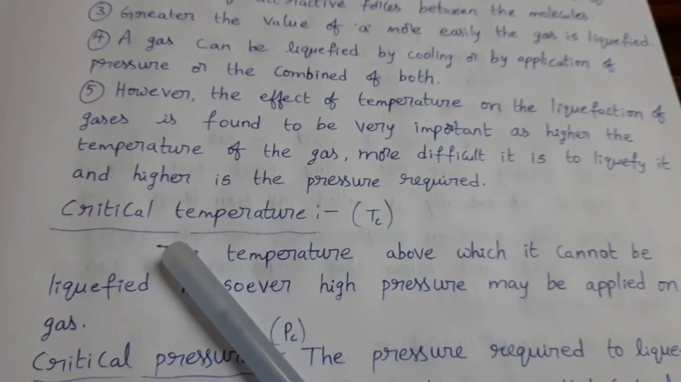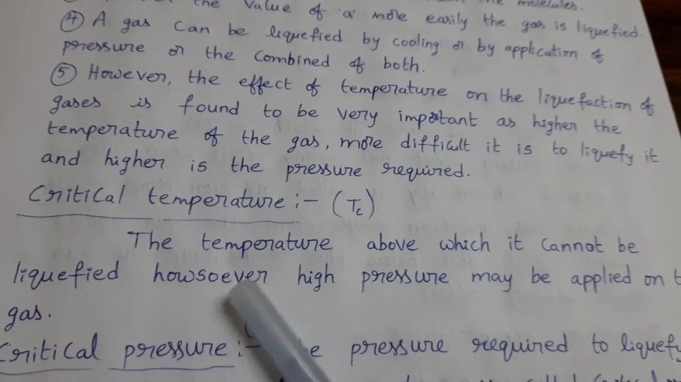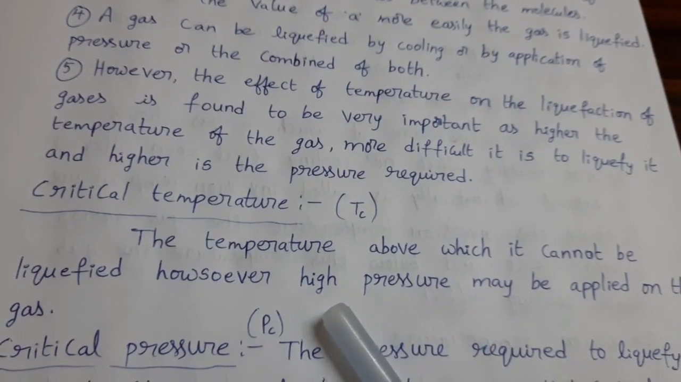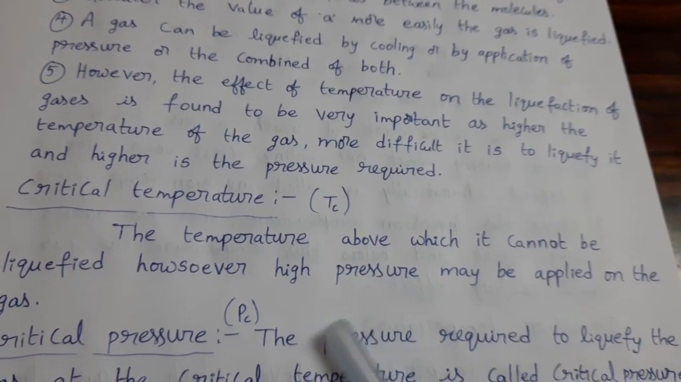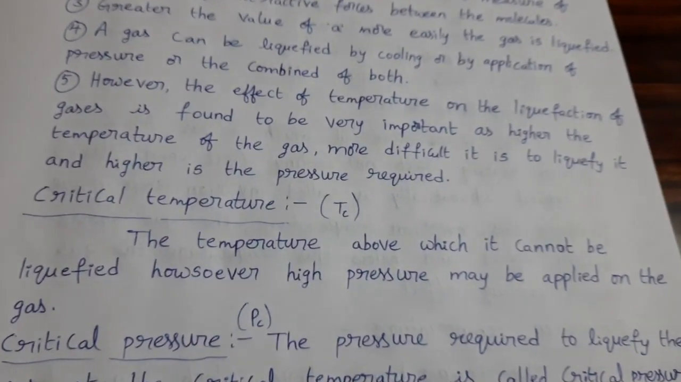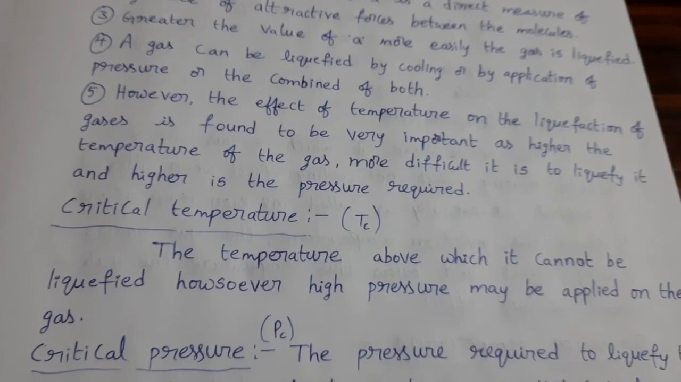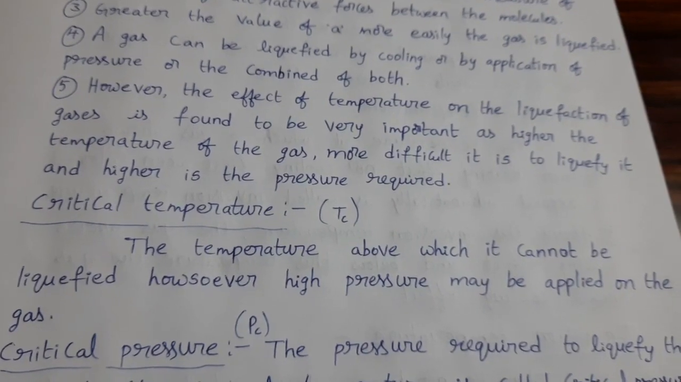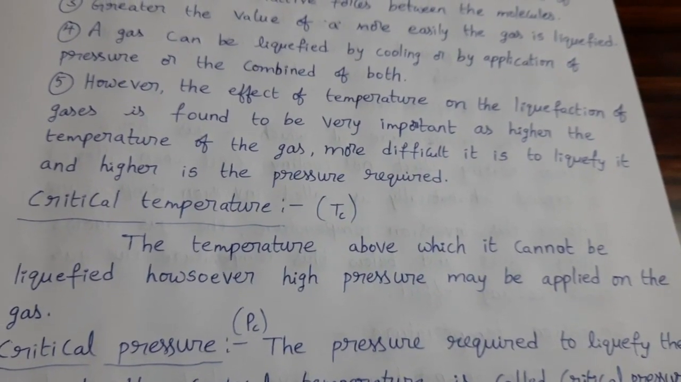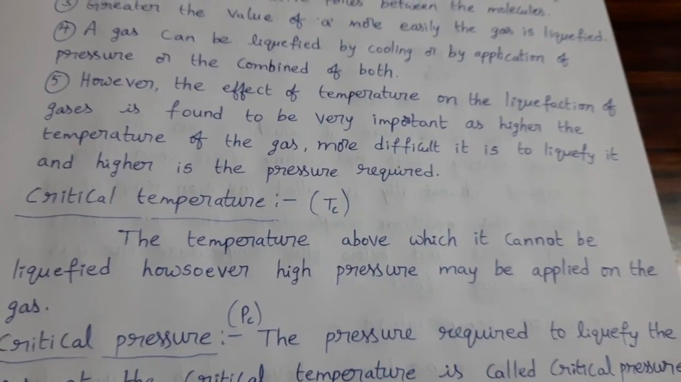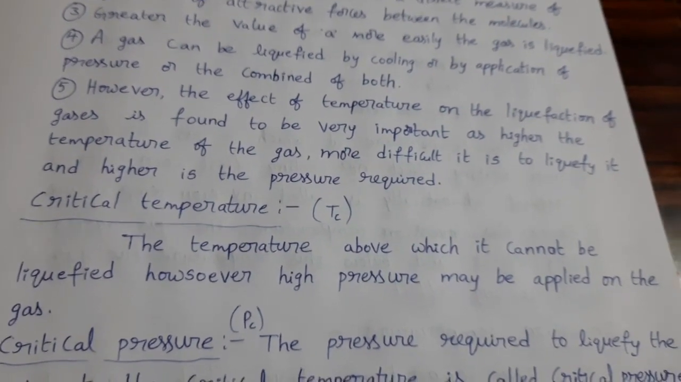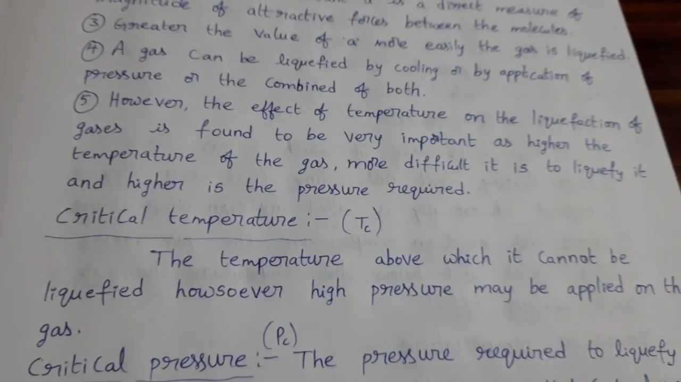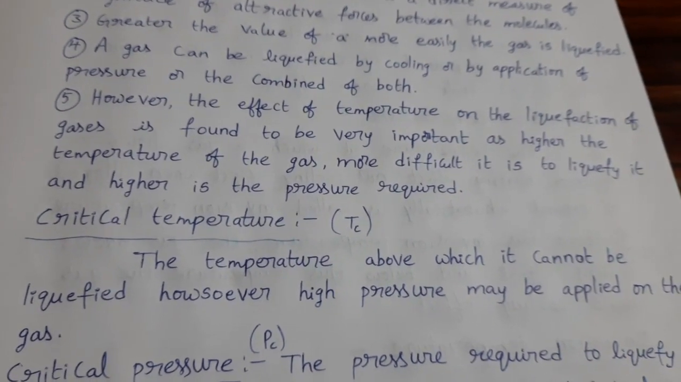Now see the next one. Critical temperature. The temperature above which a gas cannot be liquefied, howsoever high pressure may be applied on the gas. So above a particular temperature, a gas cannot be converted to liquid, however high the pressure applied. Above a particular temperature, even by the application of high pressure, a gas cannot be converted to liquid. That temperature is called critical temperature.